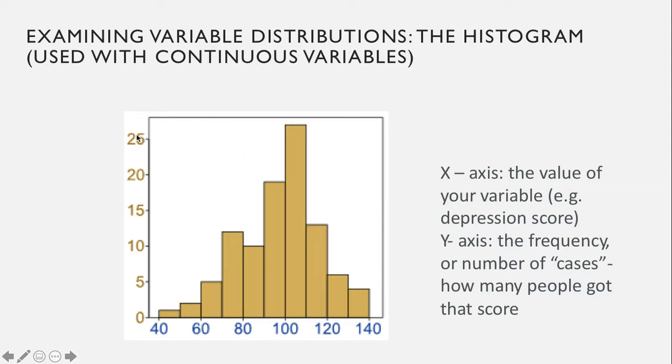So if we were talking about the depression example, it looks like about 28 people got a score of around 100 or so. Whereas only about 5 people got a score of 120 or so. Anyways, so you get the idea. So that's a distribution.